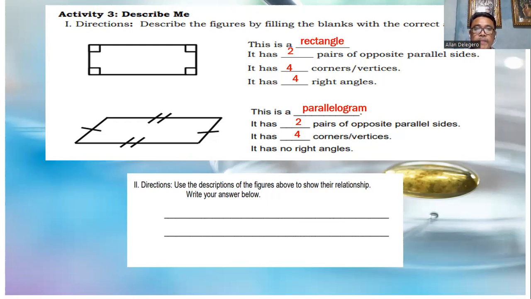Okay, time is up. The answer is both. Rectangle and parallelogram have two pairs of opposite parallel sides. Both have four corners, vertices. Good job, kids.